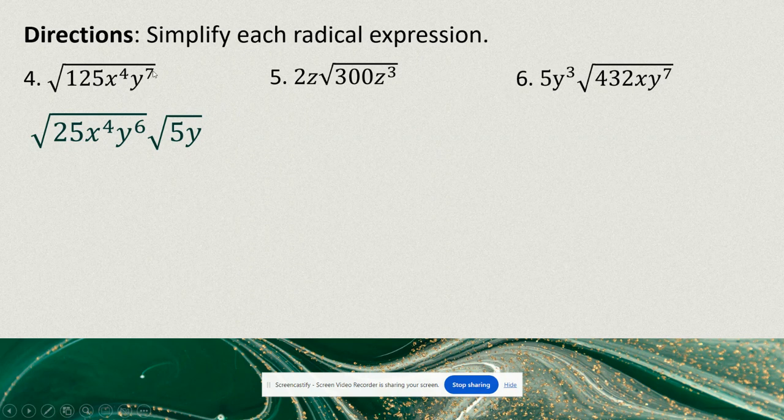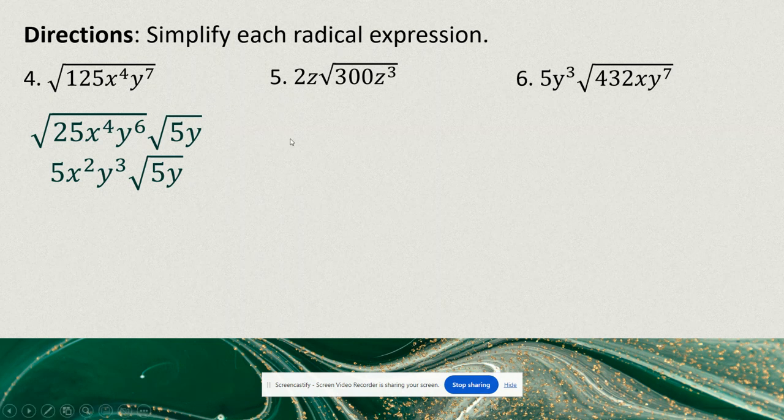And y to the 7th, it's odd. We have to take out one factor, and then the even factor we know we can work with in the left one here, okay? So when I evaluate this one, I would get 25. The square root of 25 is 5. The square root of x to the 4th is x squared. And the square root of y to the 6th is y cubed. Of course, we know we can do that. We have even exponents for the variables, and 25 is a perfect square. We know we can't do anything with this remaining one, so it's going to stay exactly the way it is.